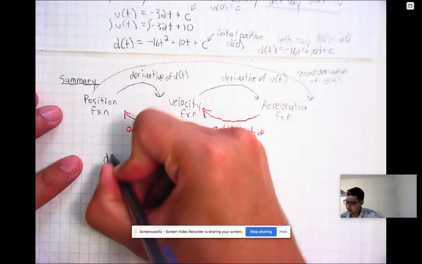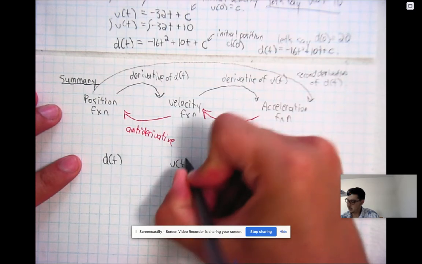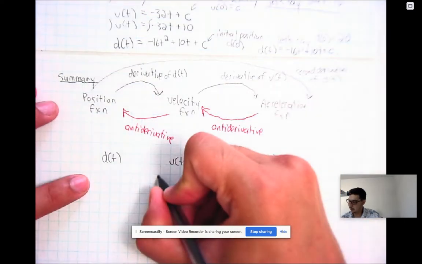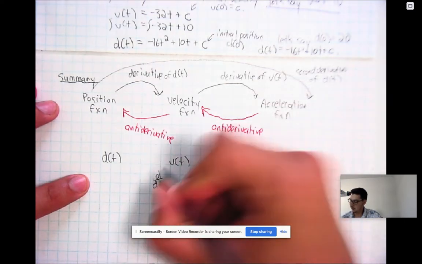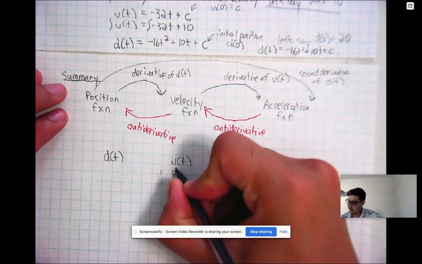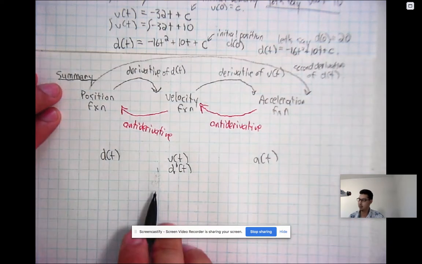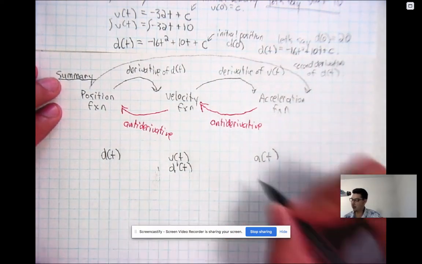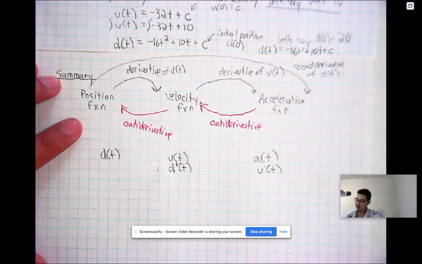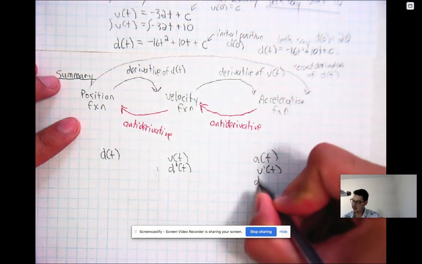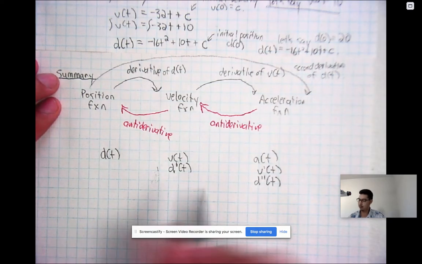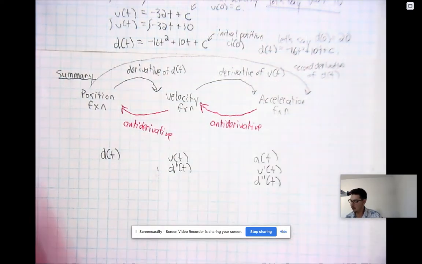If you have d of t, v of t, and a of t, well, v of t can be represented by doing the derivative. We can even write it like this: we can write velocity as d prime of t, the derivative of the position function, and we could write acceleration as v prime of t, the derivative of velocity. And what I was saying with the second derivative is acceleration is also the second derivative of your position function, d of t.